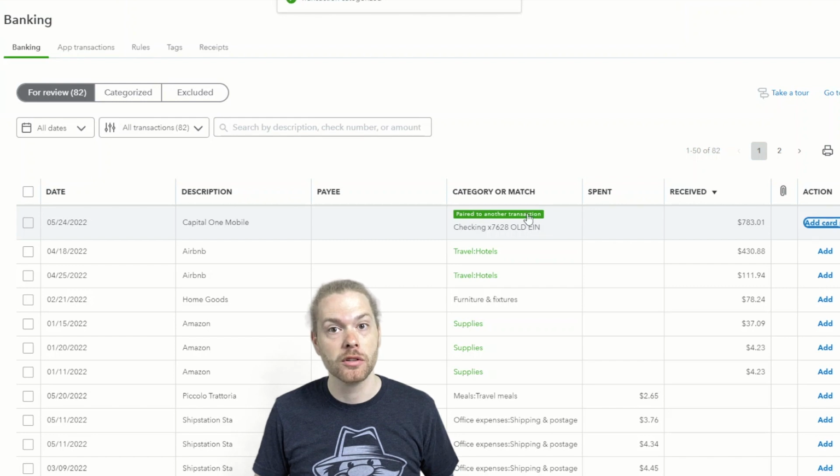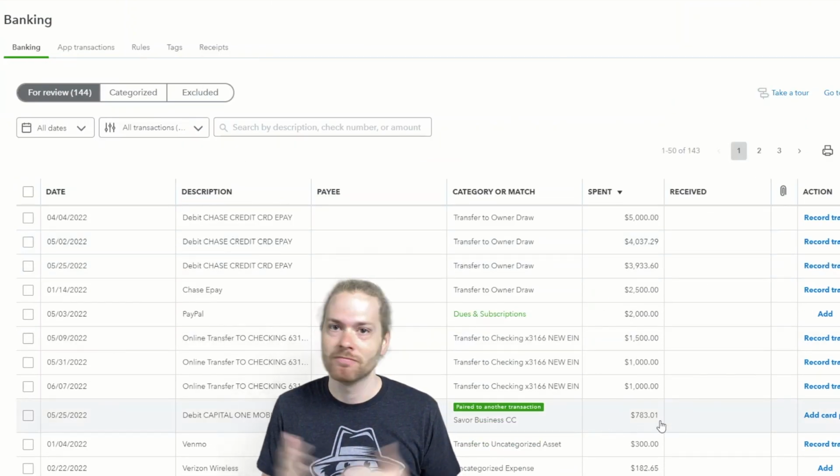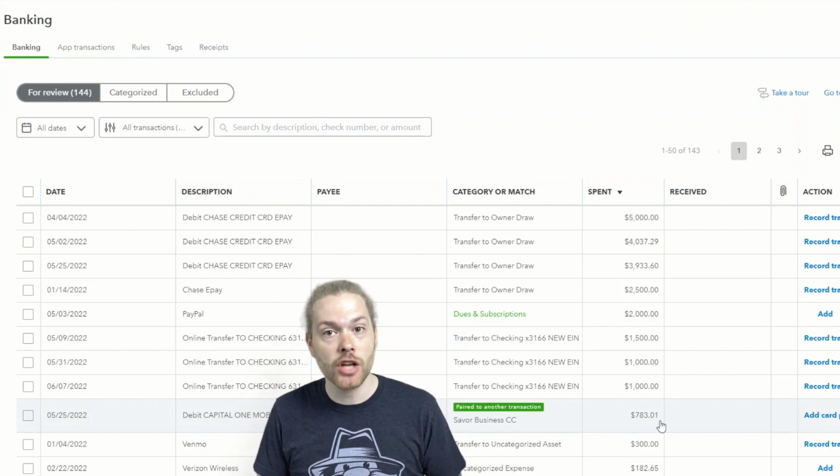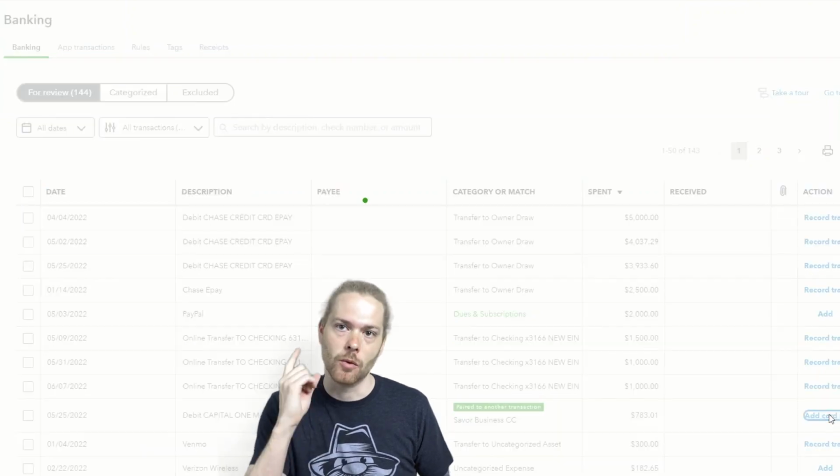be recorded for you. See that $3,158.19 payment? It's gone. And all that's left on the checking account screen is the payment for $783.01. By golly, it's so simple.